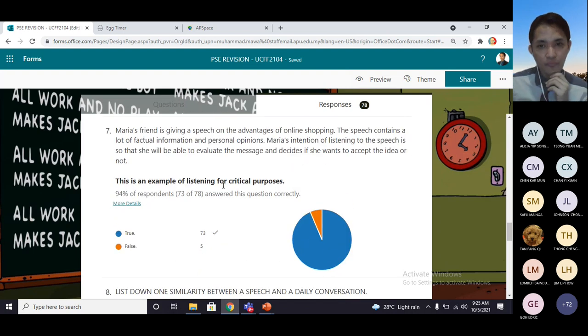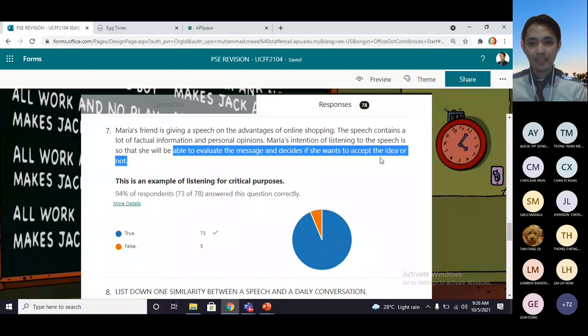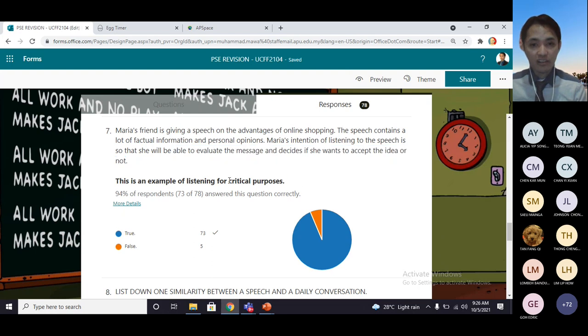Okay, 7. All right, so 7 is basically quite simple as well. Here, Maria's friend is giving a speech on advantages of online shopping. If let's say Maria intends to listen to the speech to be able to evaluate and decide if she wants to accept the idea or not, this is a bit more theoretical because critical response or critical purpose means.